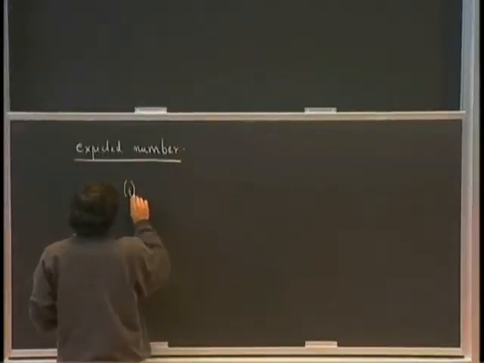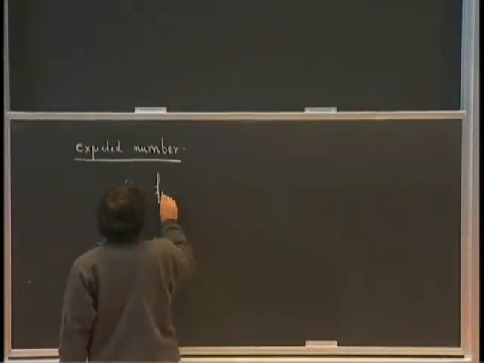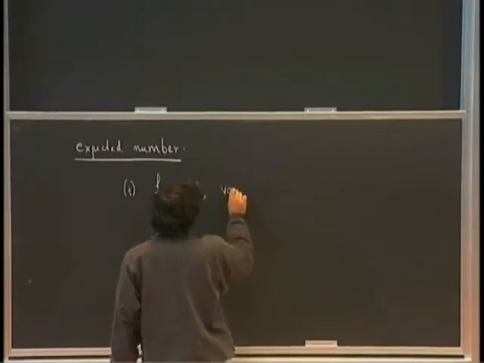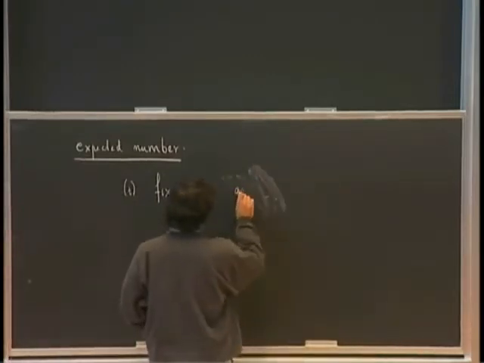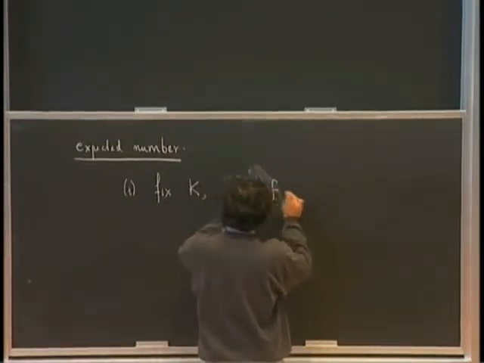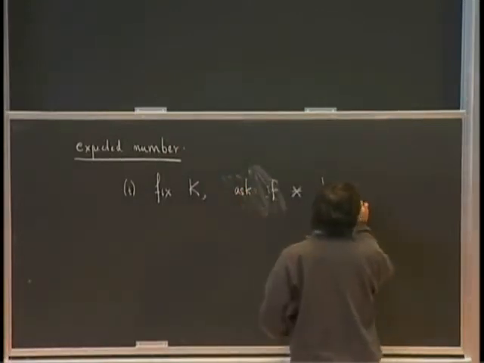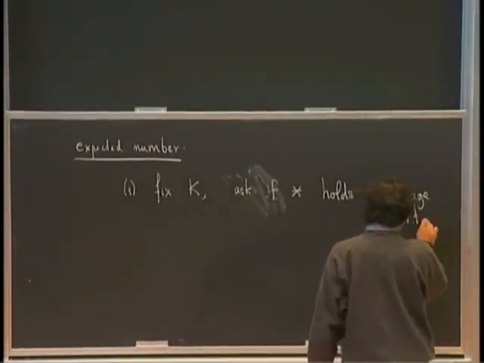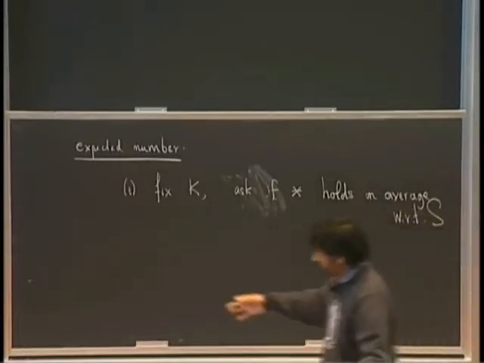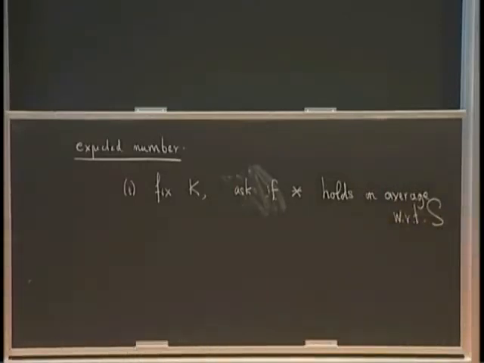Okay, so one thing we could do is we could fix the field K, and we could vary S, and we could ask that this holds. So let's call this equality star. So we ask if star holds on average with respect to S. Okay, that is, so you sum over, say, sets S ordered in some way. So I mean on average. So you for example, something like this.